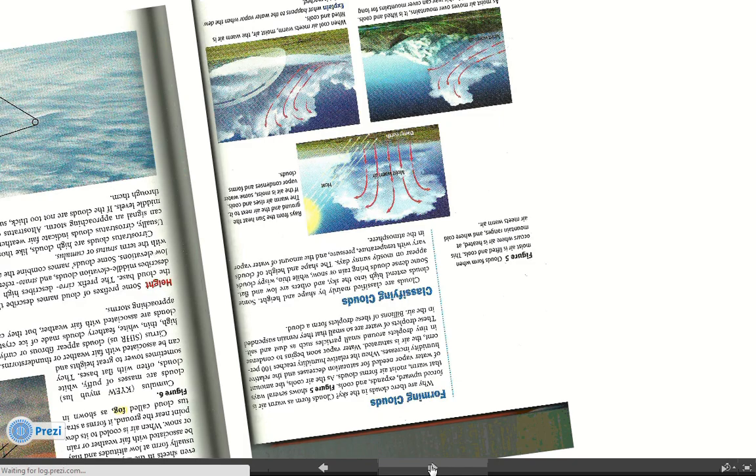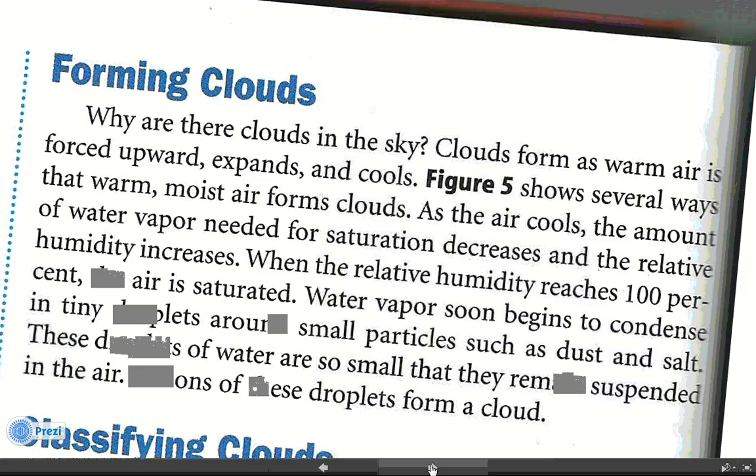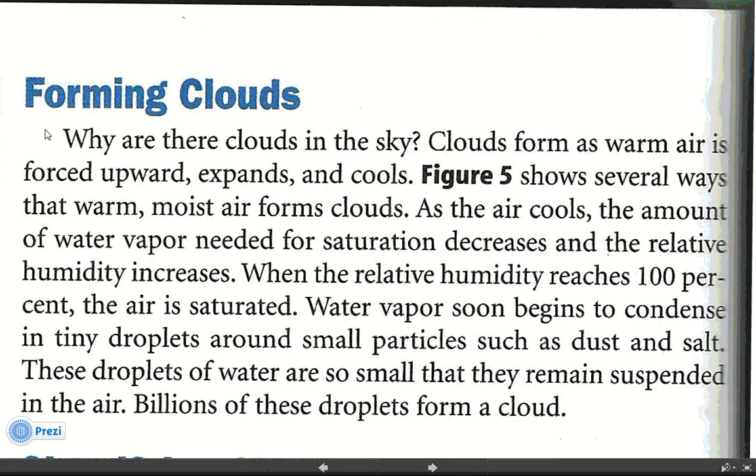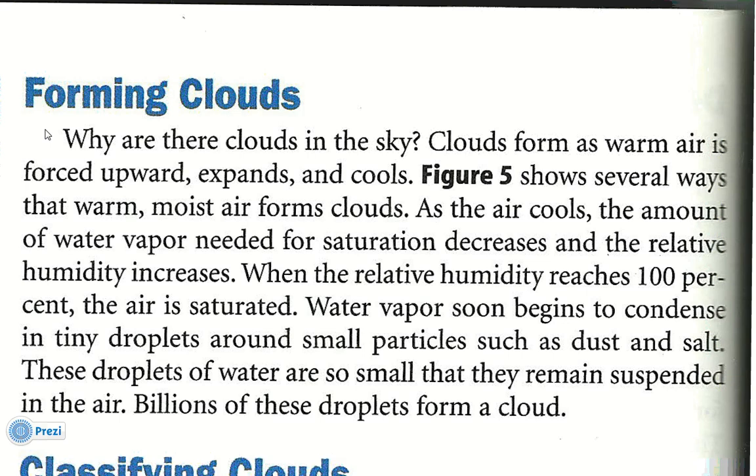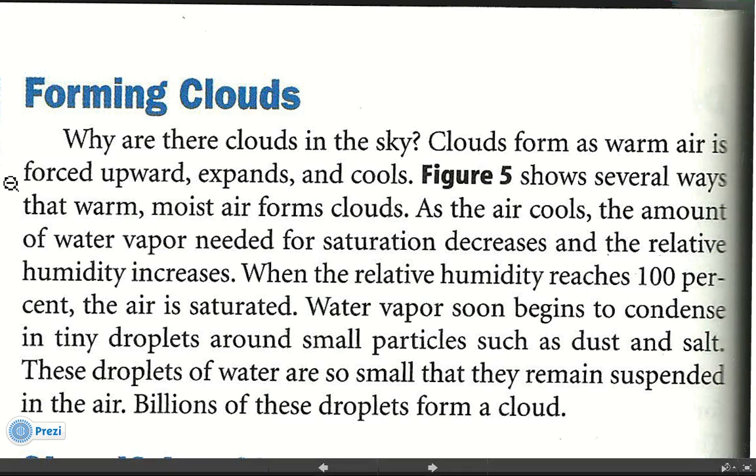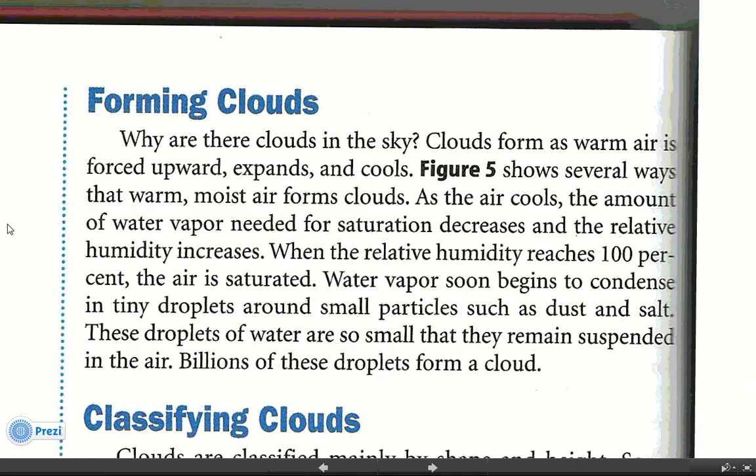Alright, clouds. Forming clouds. Why are there clouds in the sky? Clouds form as warm air is forced upward, expands, and cools. Figure 5 shows several ways that warm, moist air forms clouds. As the air cools, the amount of water vapor needed for saturation decreases.